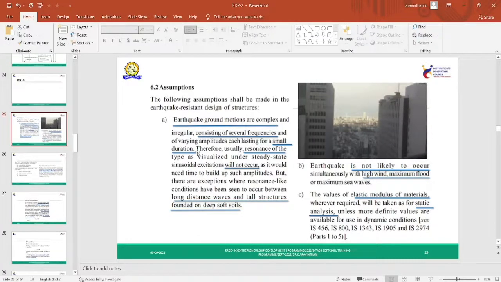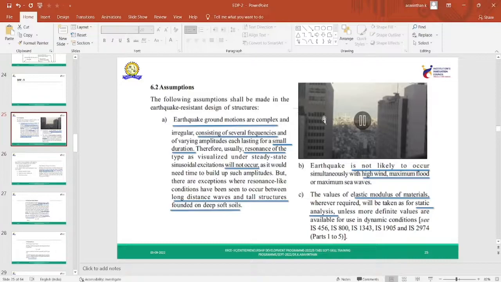The amplitude also reduces. An earthquake doesn't last for 1 minute or 2 minutes like that. Therefore, resonance cannot occur. There is a concept of resonance, where the structure gets highly oscillated. Generally, due to earthquake, resonance will not occur, and the code says that due to long waves, a tall structure founded on deep soft soils might have some resonance-like deflection.